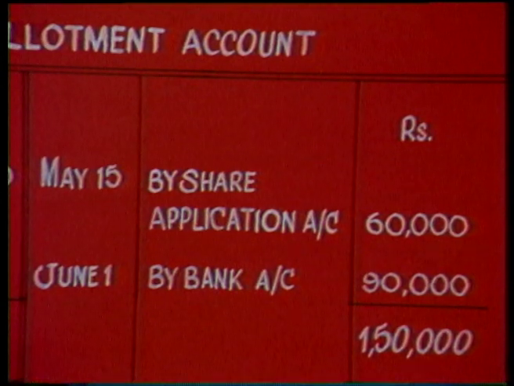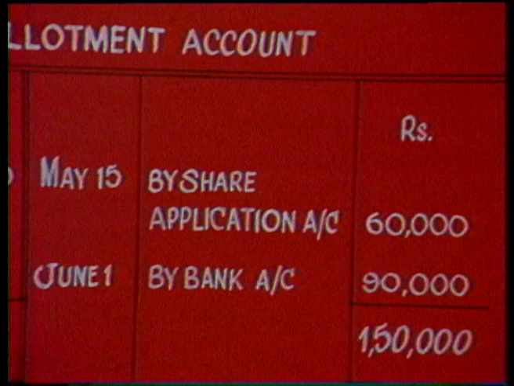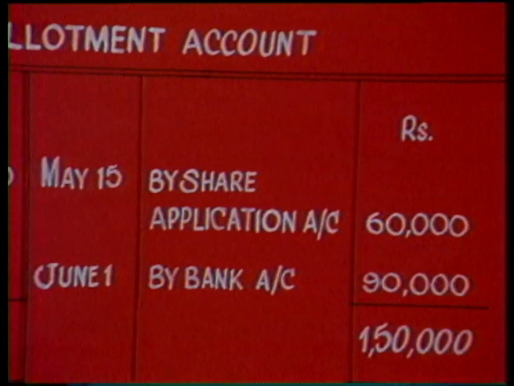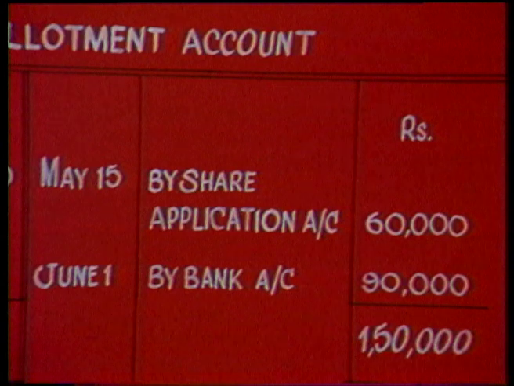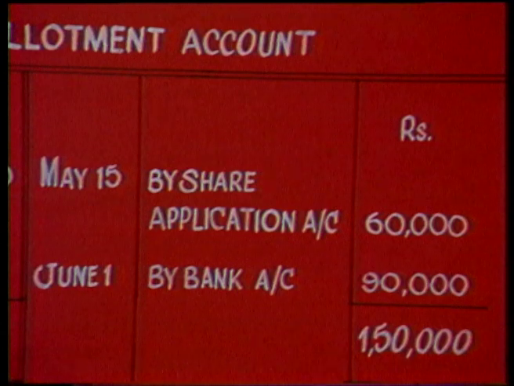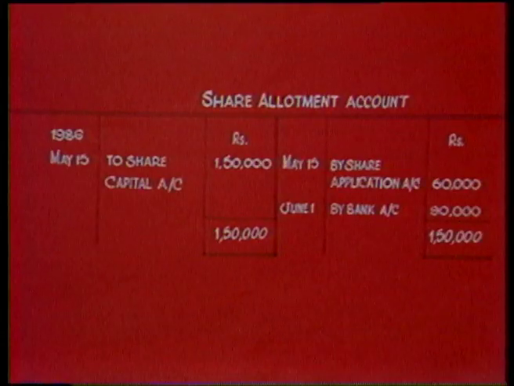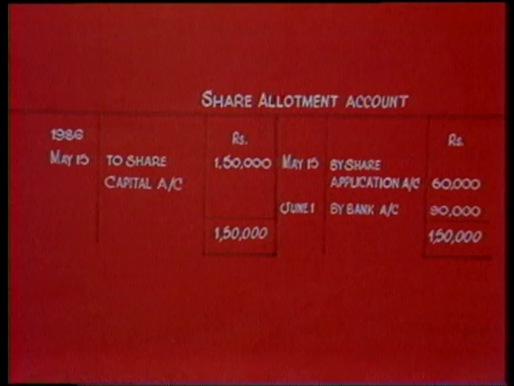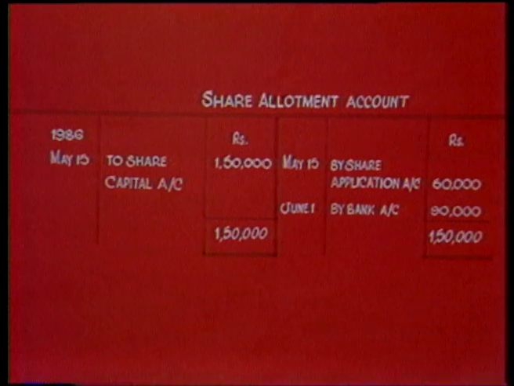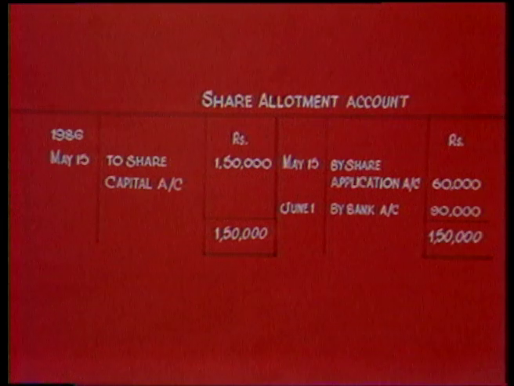This comes as a posting on the credit side on May 15th by share application account, 60,000 rupees. On 1st June, you have the journal entry where there is a credit to share allotment account of rupees 90,000, which gets posted by bank, rupees 90,000. And the share allotment account has no balance as at the close of the transactions because the entire allotment money received or the amount transferred through share application has been fully transferred to the share capital account.